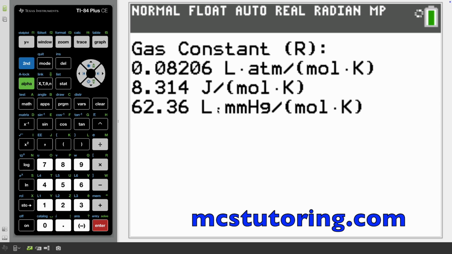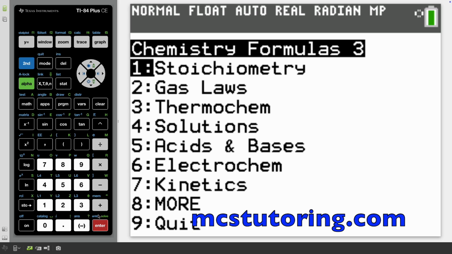62.36 liters times millimeters of mercury per mole Kelvin. So I just wanted to mention that. That just bugs me, but I put that there for that reason.